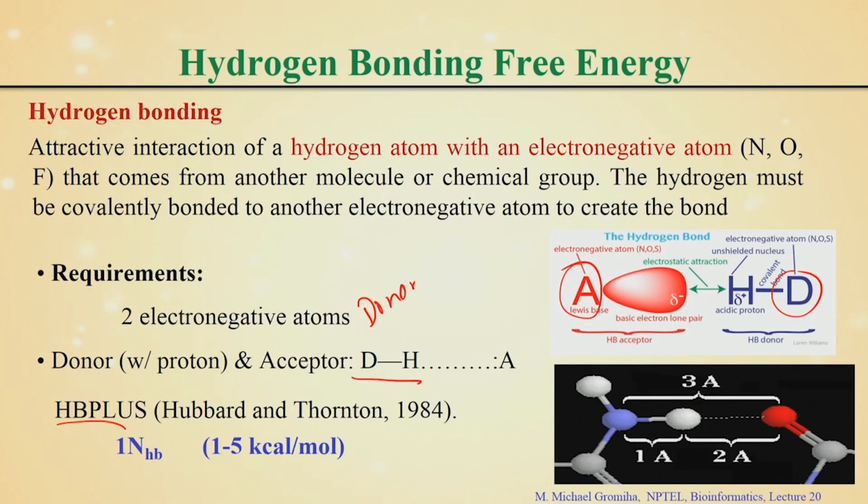So, approximately we can put 1 kilocalorie per mole. Actually, for hydrogen bonds you can have 1 to 5 kilocalorie per mole. So, to approximate we put 20 kilocalorie per mole for the different situations, and then you can calculate the total energy in a protein due to hydrogen bonds.